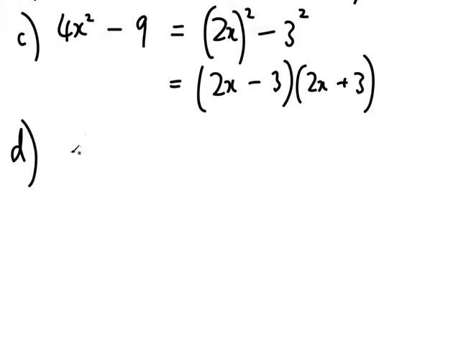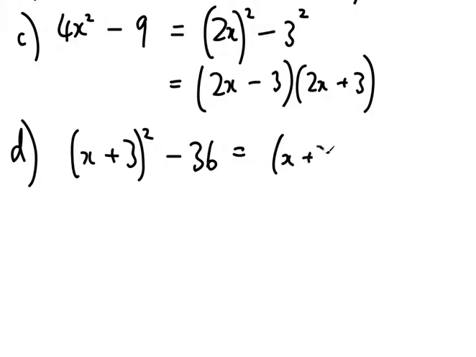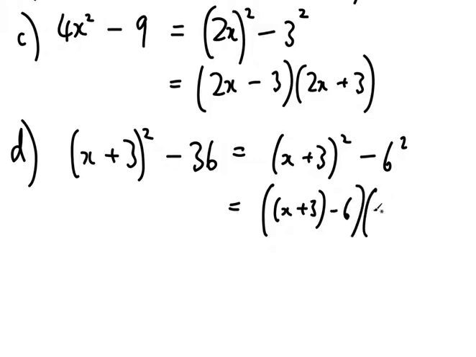Take an example D here. So example D, we'll do x plus 3 squared minus, let's say, 36. I can say this is equal to x plus 3 squared minus 6 squared. I could, if I want to, expand it all out, get like terms and factorize again, but because there's a difference here and it's 2 squares, I can use the difference of 2 squares identity. So this then is equal to x plus 3 minus 6 and x plus 3 plus 6.